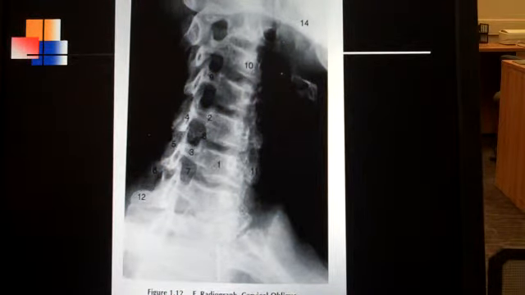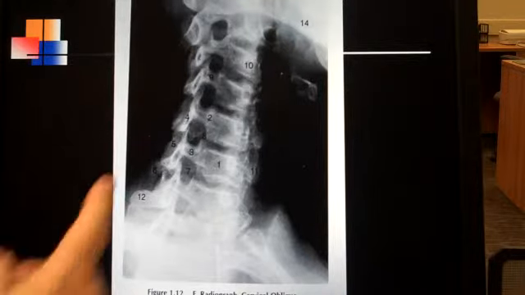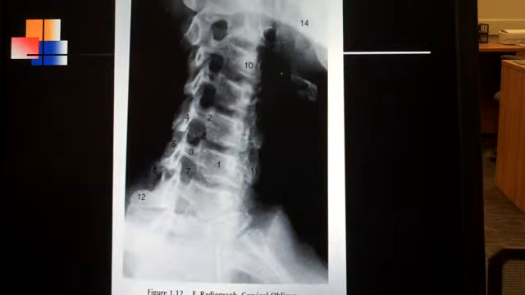This film is taken primarily for one reason and one reason only, and that is to look at the condition of the IVFs in the cervical spine. You know that what is coming through the IVF is a nerve root, so if you see an encroachment of the foramen, then you know that you have a problem at the level of the nerve root.